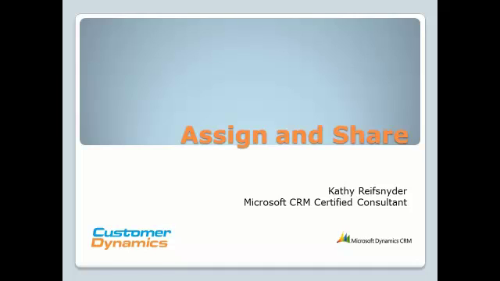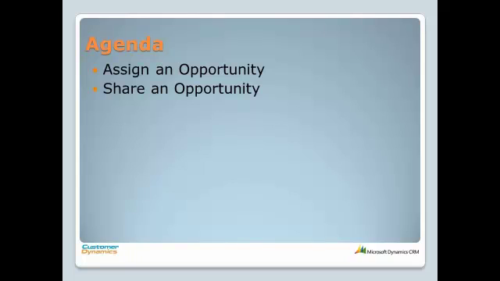You may have noticed that some record types in CRM are owned by a user or a team, while others are system owned. Accounts, contacts, and opportunities are some of the record types that are user or team owned, while record types like products or competitors are system owned. There will be times when you will need to change the ownership to another user, or you may just want to share a record with another user. The assign and the share function in CRM can assist in these situations. Allow me to demonstrate.